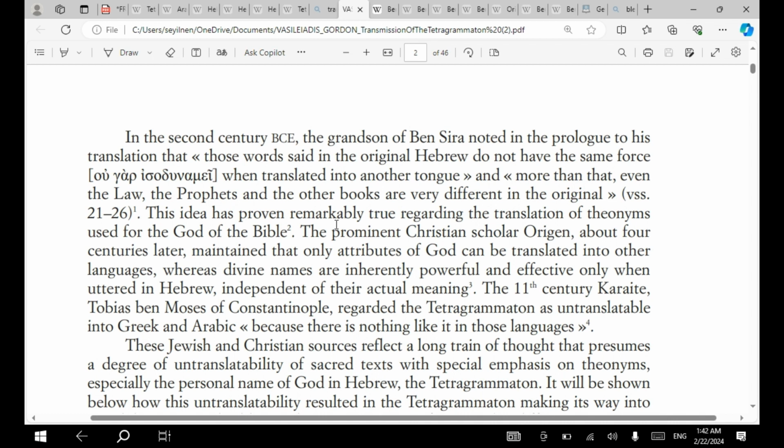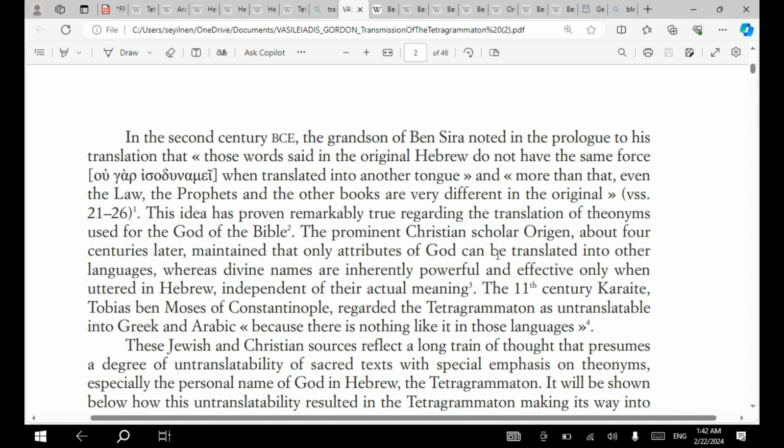You understand this? More than that, even the law, the prophets, and the other books are very different in the original because they are plagiarizing it. This idea has proven remarkably true regarding the translation of terms used for the Samandla of the Bible, used for the NINI of the Bible, the Creator of the Bible.